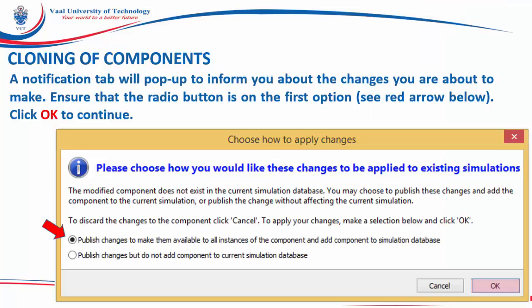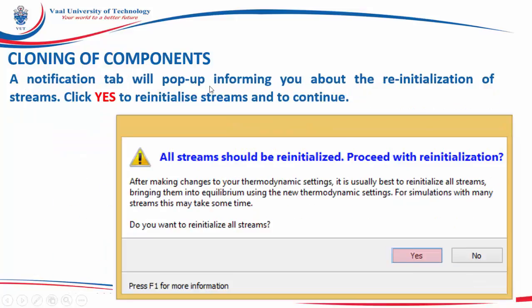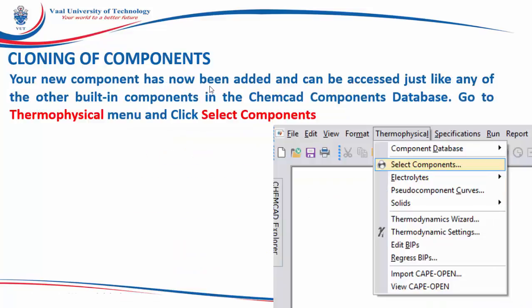A notification tab will pop up when you click exit to inform you about the changes you're about to make. Ensure that the radio button is on the first option as indicated here by this arrow. Click OK to continue. A notification tab will pop up to inform you about reinitialization of streams. Click yes to reinitialize and to continue. Your new component has now been added and you can access it just like any other of the built-in components in the Chemcad components database.